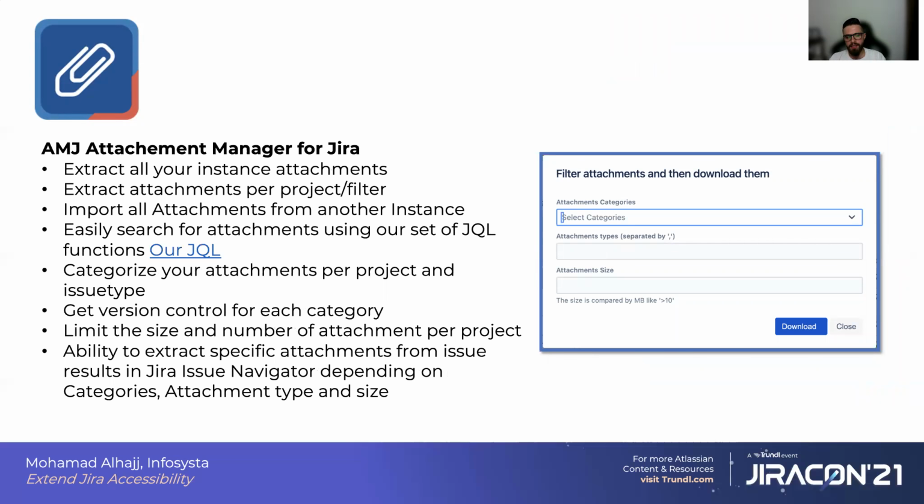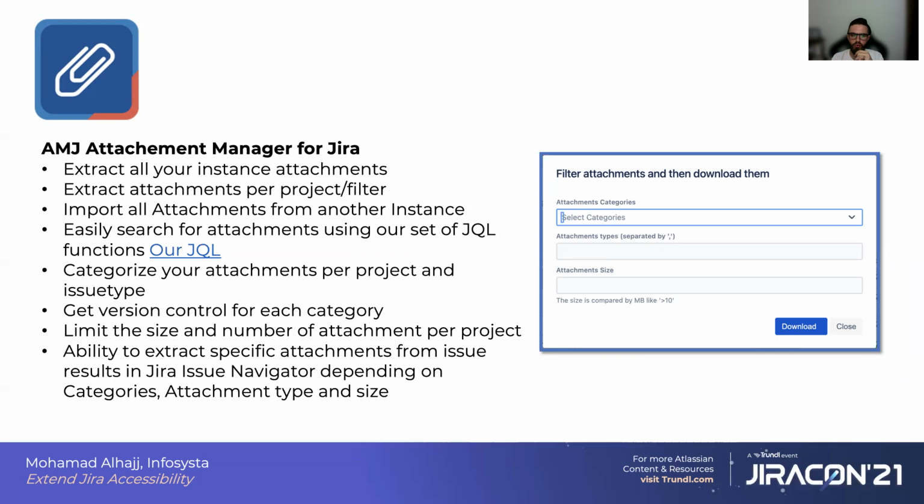The second product is AMJ, Attachment Manager for Jira. Through this application, you can extract all your instance attachments. For example, whenever you need to back up attachments, you can extract all the attachments through Attachment Manager for Jira, and you can, for example, upload them to Dropbox. You can extract attachments per project or filter. For example, you can specify that you only need attachments in this filter or in this project. You can import all attachments from another instance if the process is like below. You can extract the attachments from the previous Jira version, and you can import the attachments to the newest version.